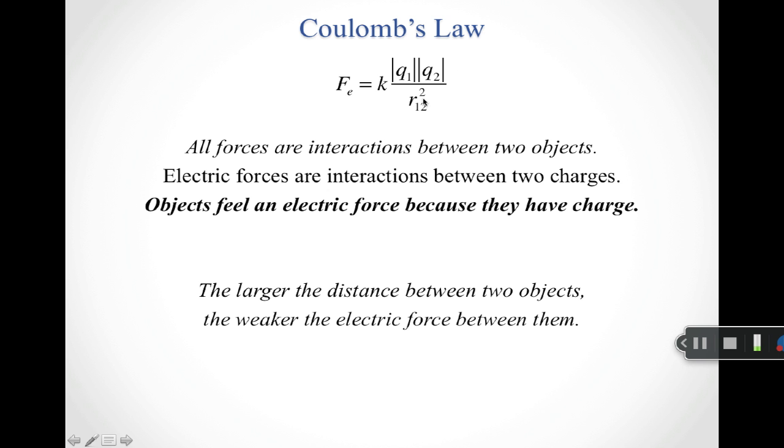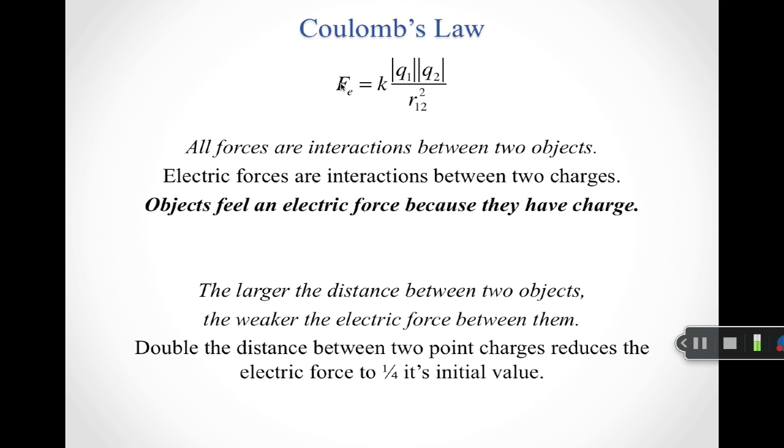They're absolutely equivalent. But since this is basically some group of numbers times 1 over r squared, that means that the larger the distance between our two objects, the weaker the electric force gets. So when you make the distance between them bigger, you're dividing by a bigger number squared, which means the magnitude of your force is going to get smaller.